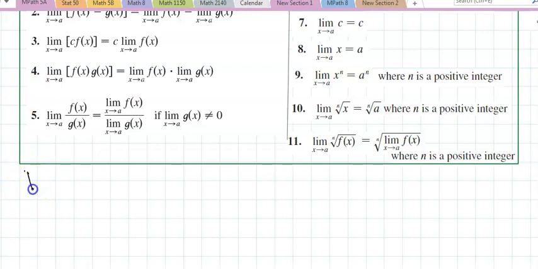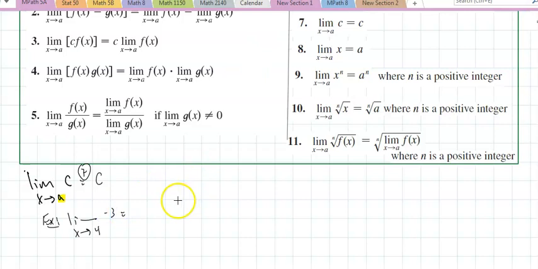If I take the limit as x approaches a constant, no matter what this is, it makes no difference. According to rule 7, that's the constant. So I'm going to circle 7. And I'm going to give you an example. If I take the limit as x approaches 4 of negative 3, what would that equal?